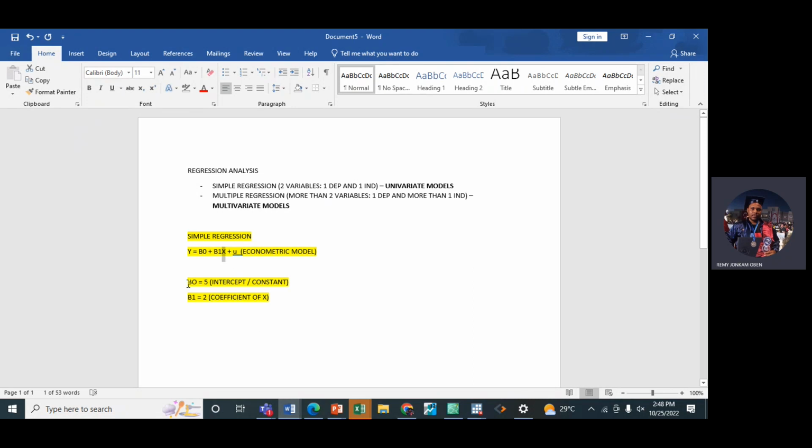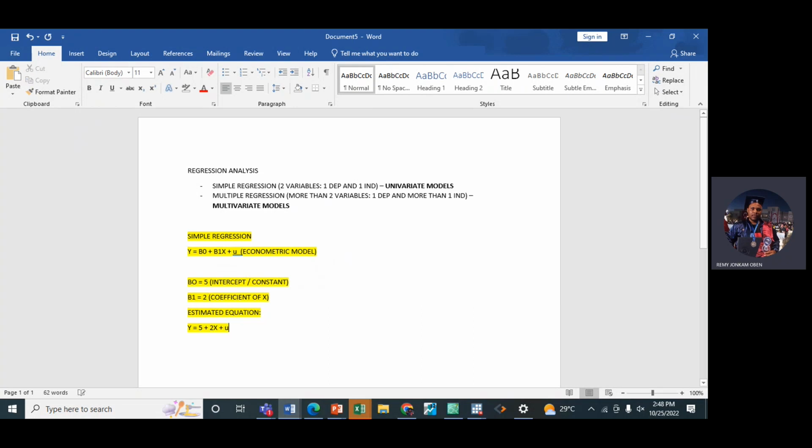So let's assume our beta 0 is 5 and our beta 1 is 2. We are going to estimate it on EViews and get the figures, but let's assume first that these are the figures. If we have these figures, then we can write our estimated equation. Our estimated equation will be this same equation, a copy, but now instead of beta 0, we'll put 5. So I'll remove this beta 0 and put 5. And instead of beta 1, we'll put 2. So I'll remove this beta 1 and put 2.